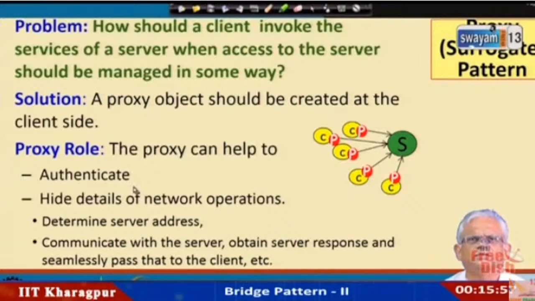Only a client who can invoke some specific method will be allowed to invoke that method, otherwise he will be denied, lack of permission. The proxy can hide network operations such as determining the server address, communicating with the server, establishing handshake, obtain server response, seamlessly pass that to the client, etc. Basically simplifies the client side design.